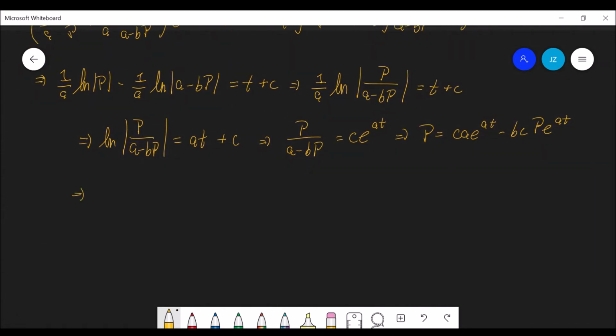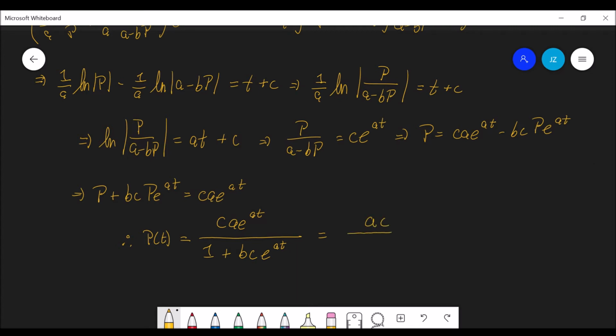Isolating p on the left-hand side, we'll get p plus bc p e to the at is equal to ca e to the at. Therefore, we find that p of t is equal to ca e to the at all over 1 plus bc e to the at. Simplifying this, we can write this as ac over bc plus e to the minus at.